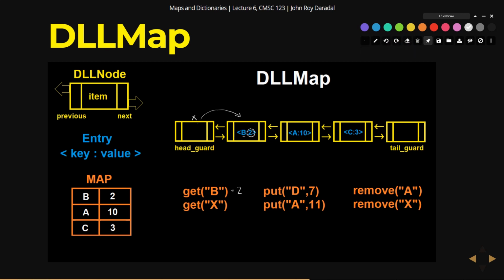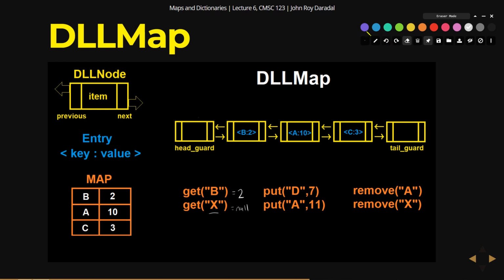So next, how about if we searched for X? So this one had 2, right? If we search for X, same as usual, we start at the head guard, go to the next. Is this X? No. Is this X? No. Go to the next one. Is this X? No. Until we reach the tail guard, and at that point, since we've reached the tail guard, then we are sure that key X does not exist, so we'll return null for this one. So that is the get method.